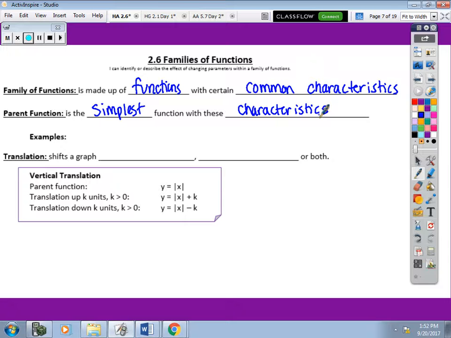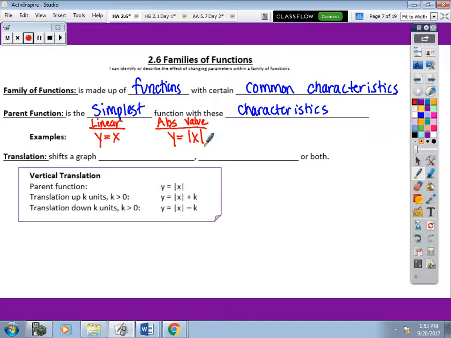Okay, so for linear, does anyone know what the parent function is for a linear, the simplest form of a line? Y equals x. Technically, y equals 1x plus 0, right? Okay, it hasn't been shifted at all or stretched to make the slope different. So the absolute value parent function is just y equals the absolute value of x.